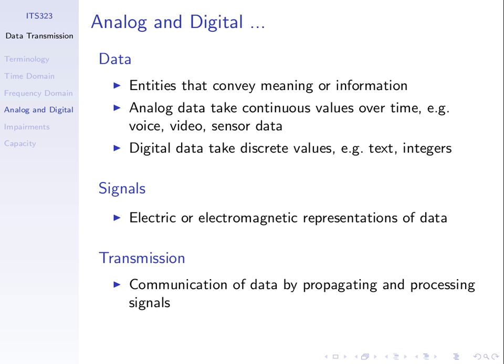So analog data, focusing on data, the information we want to get from A to B. Analog data varies over time, continuously. Examples: voice, video, some sensor data, like a device which is recording the temperature in some room. It continually records a value. It's continually changing over time. Digital data takes discrete values: text, integers, bits.